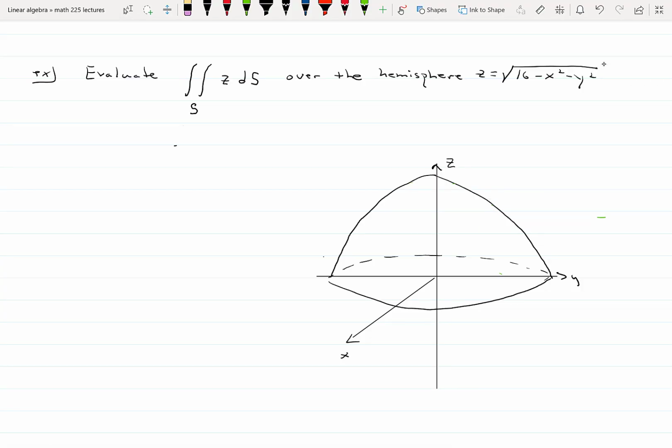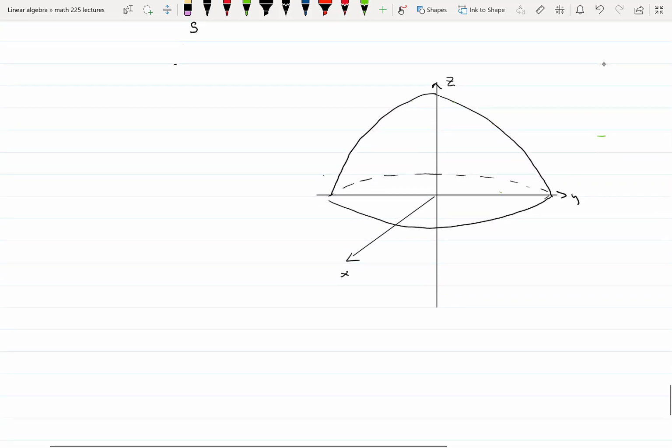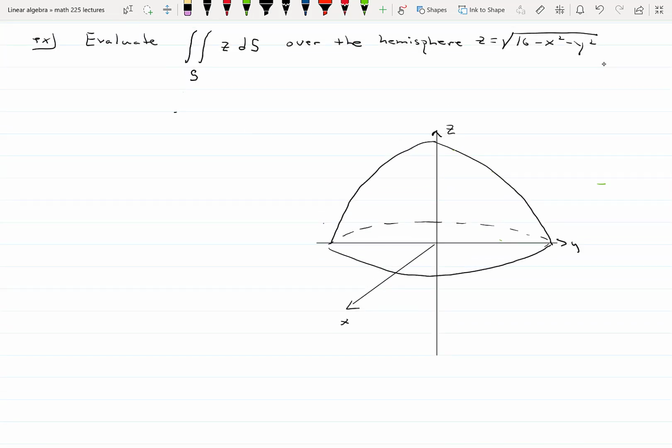So here's our example of our first surface integral, which really isn't the first surface integral. Remember, the surface area actually is a surface integral when the function we're integrating is 1. We're not integrating 1 anymore. We're integrating f of x, y, z equals z.